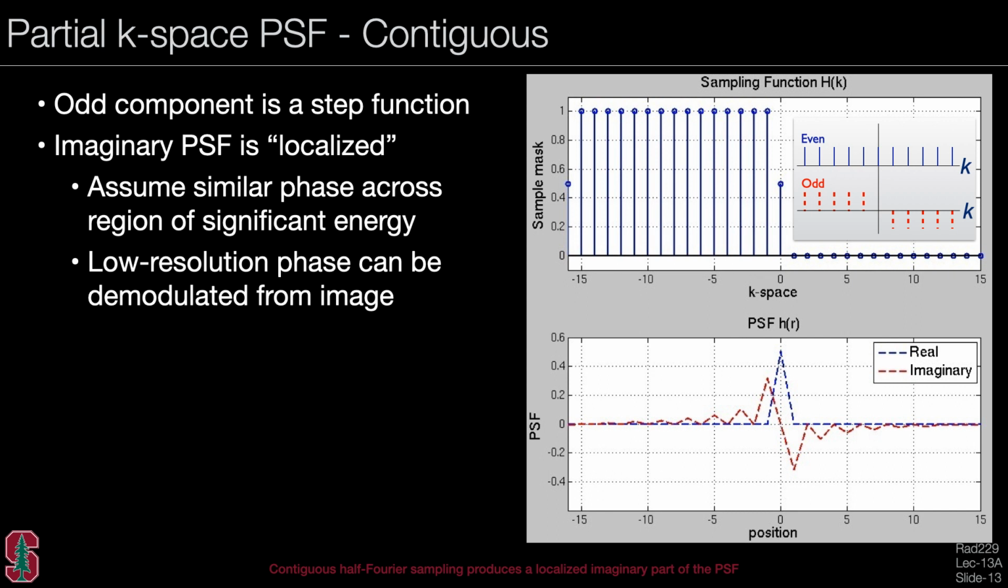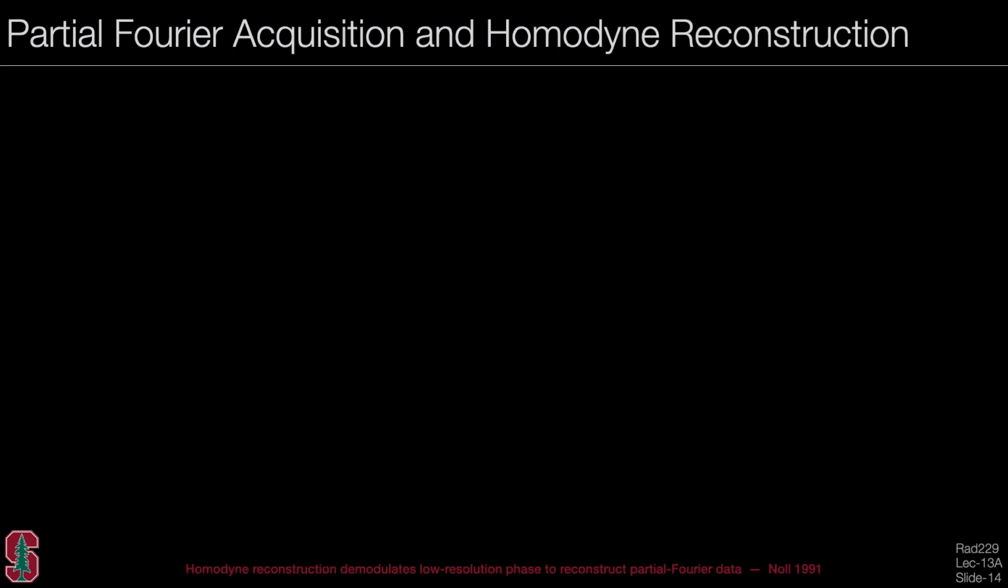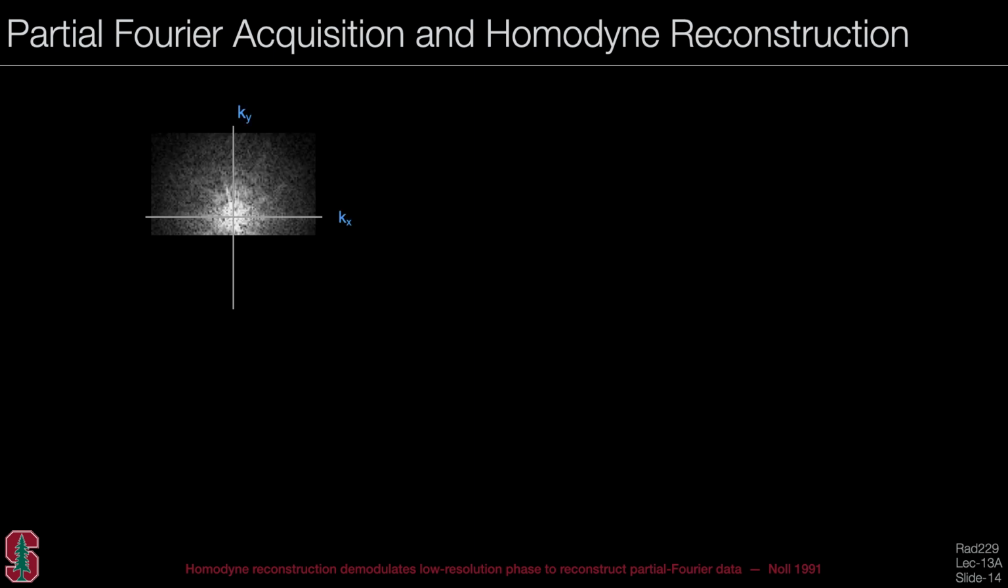And this is the basis of Homodyne reconstruction. So in Homodyne reconstruction, we'll do a partial Fourier acquisition like this, where we sample half of k-space plus a little bit extra. So we take the central part here where we have that little bit extra, and we have a symmetric k-space that is essentially low resolution or low extent in ky.